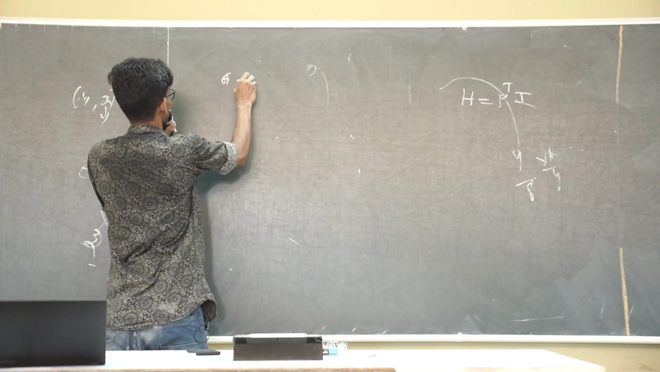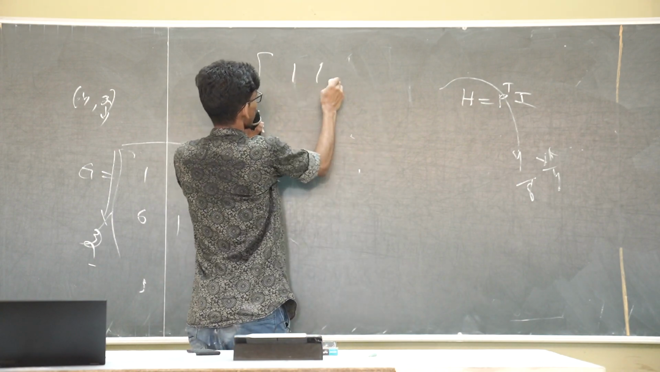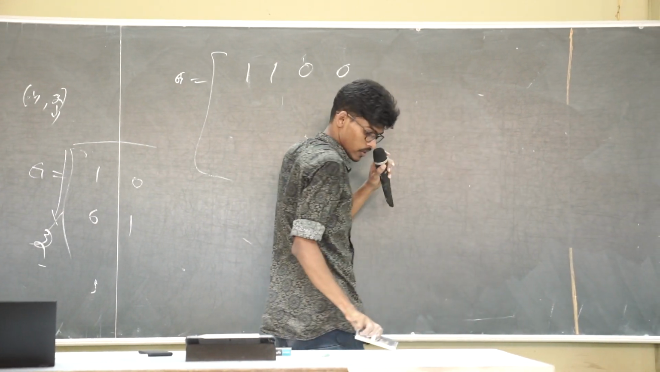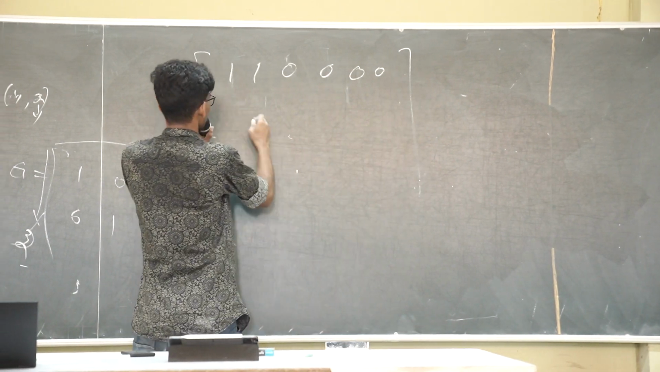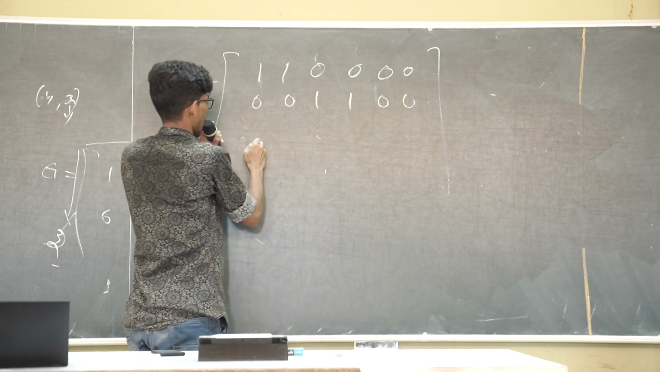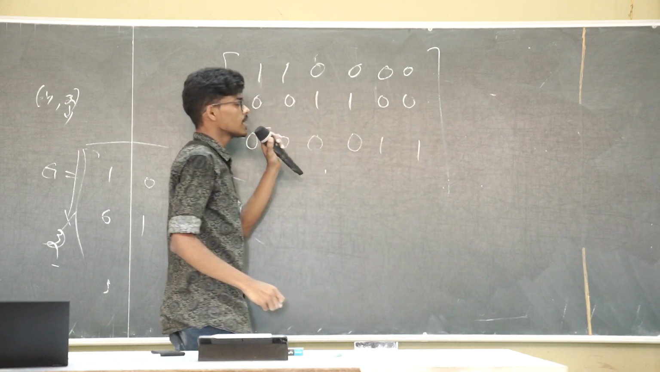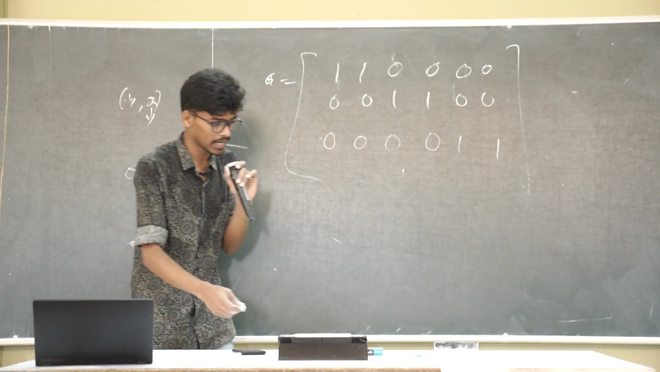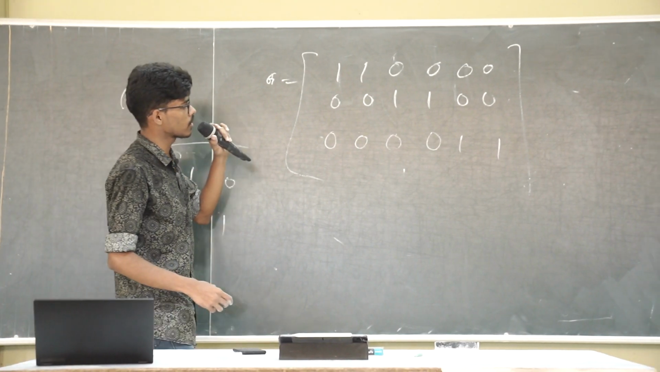Generator matrix G is equal to 1 1 0 0 0 0. Okay, then the next one 0 0 1 1 0 0. Next one 0 0 0 0 1 1. So will this generate systematic codes or not systematic codes? Not systematic codes. So how to make it systematic codes? Row operations.